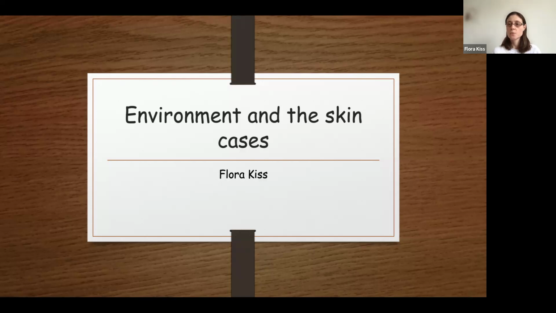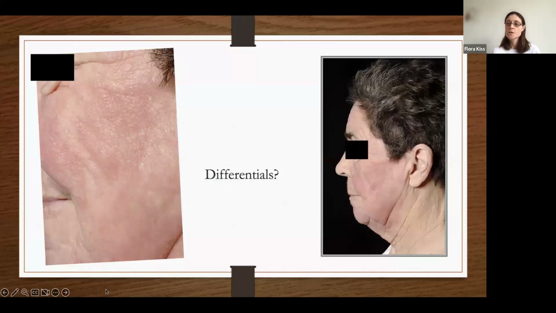So we'll begin with this webinar, which has some cases I've collected that are structured around environment and the skin. The first case I have is of a lady who's in her late 60s, and she presents to clinic with a very itchy rash that has been ongoing for months. As you can see, it affects her face, but also what we don't have on this image is that it also affects the back of her hands and the upper chest.